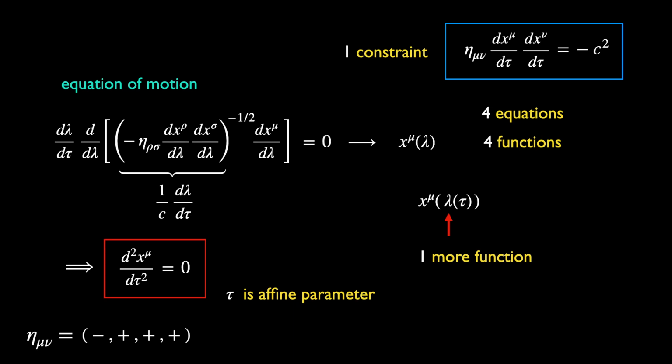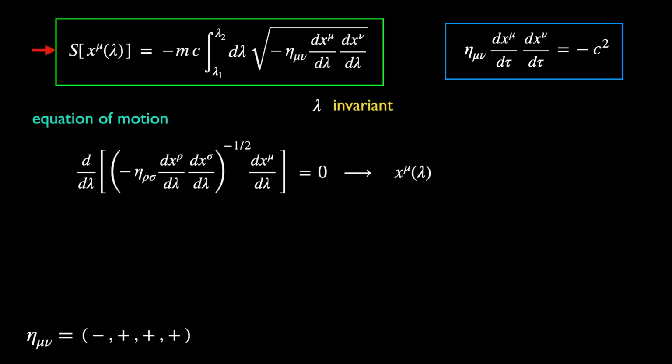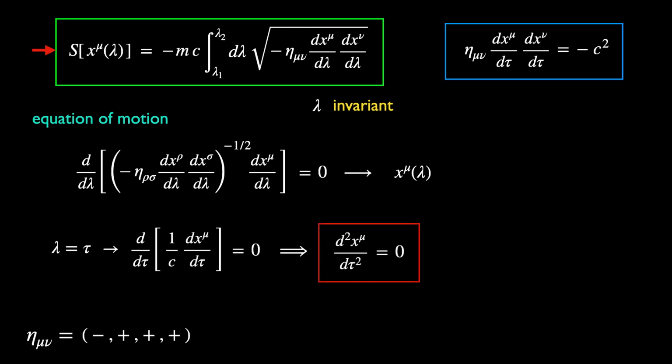We could also look at this in another way. We could invoke the parameter invariance of the equation of motion right from the beginning, and choose λ to be equal to τ. This equation of motion then becomes the familiar one for an affine parameter. But from this perspective, it is less obvious why the constraint in the blue box will be automatically consistent with this equation of motion.